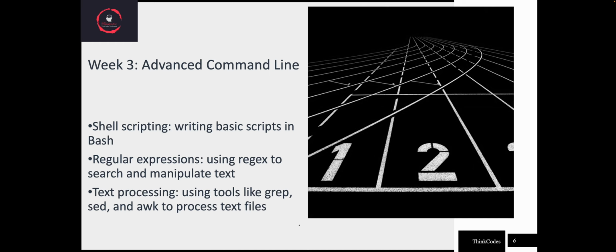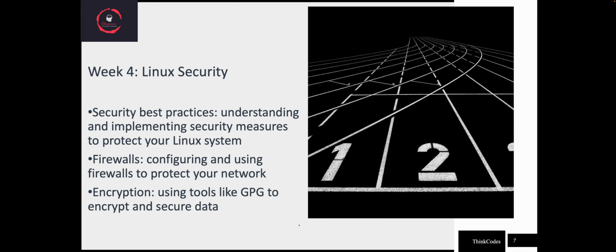Then we'll see how to check for regular expressions, like searching for a specific pattern or manipulating text, something like that. We'll again look at a few more tools like grep, sed, awk, and others to process text files. In week 4, we are going to study security, and this is one of the reasons why people use Linux. So we'll learn about security-based practices, like how we can use firewalls and how we can encrypt something in Linux.